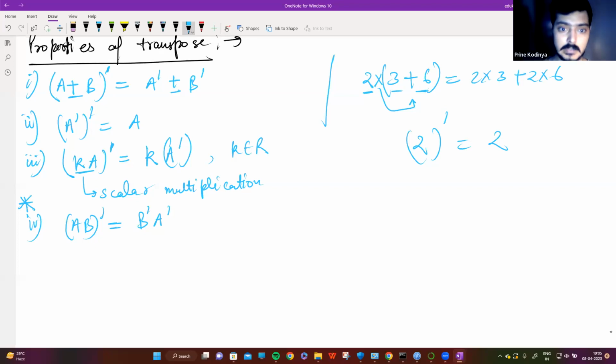But after its distribution, the order will get changed. So B dash into A dash. AB whole transpose is equal to B dash A dash. Right? This is the important part. Or rather, this is an important pattern. Everything will go like this.